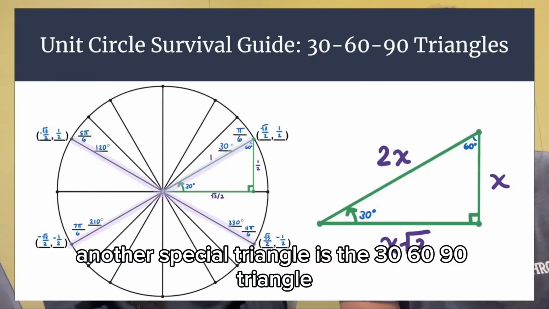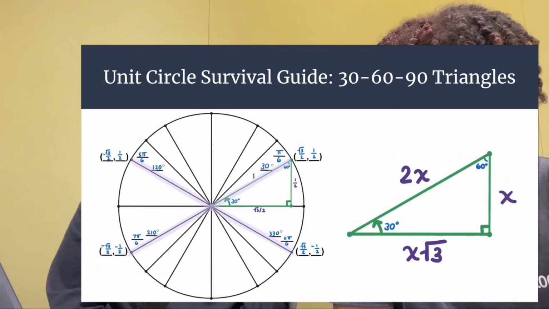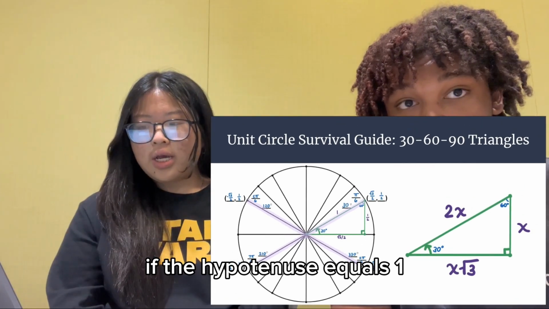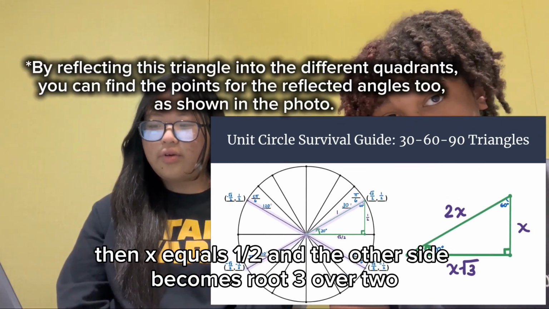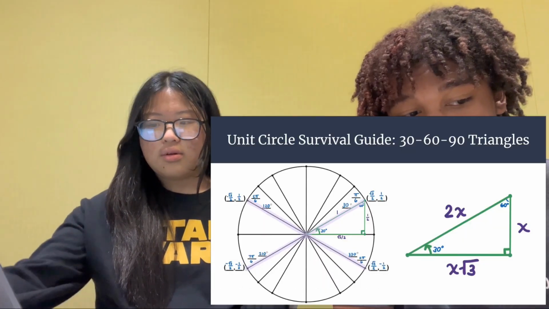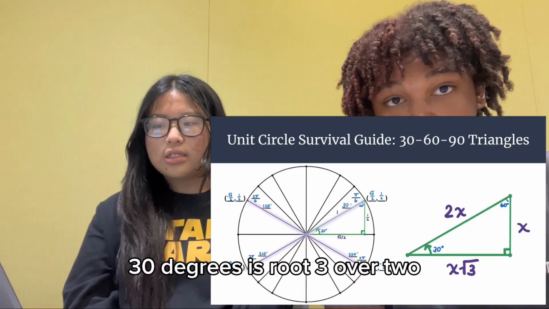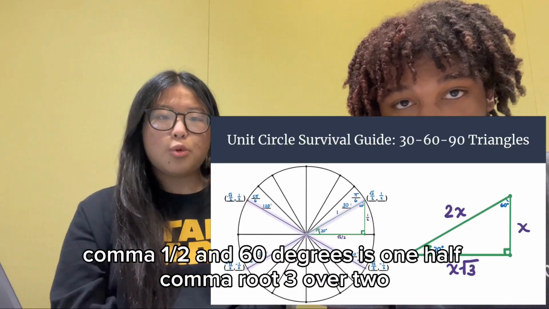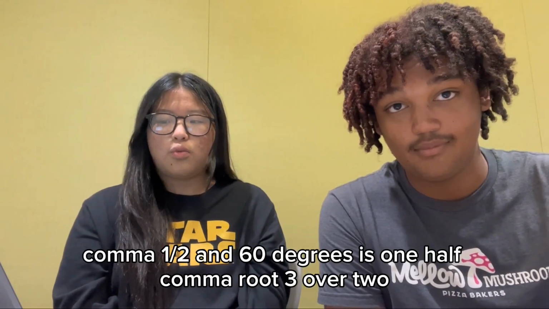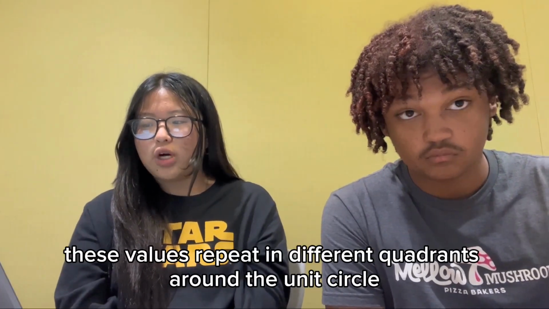Another special triangle is the 30, 60, 90 triangle. Side ratios are x, x root 3, and 2x. If the hypotenuse equals 1, then x equals 1/2, and the other side becomes root 3 over 2. This gives the coordinates 30 degrees is root 3 over 2, comma 1/2, and 60 degrees is 1/2, comma root 3 over 2. These values repeat in different quadrants around the unit circle.